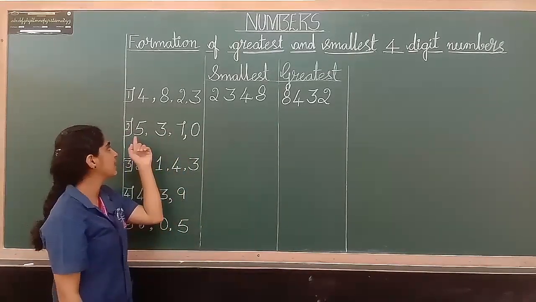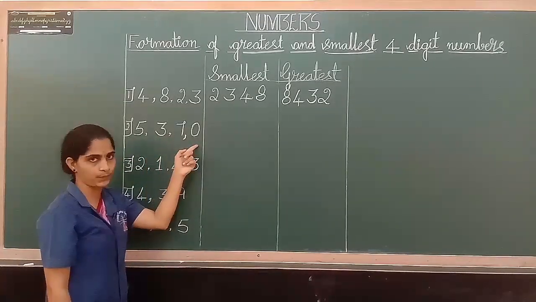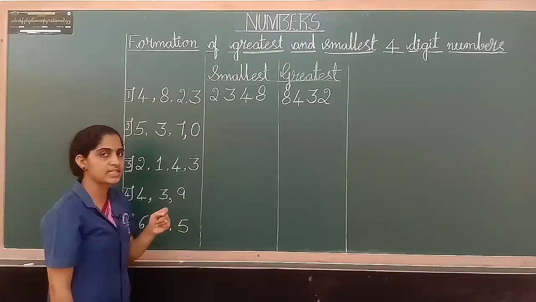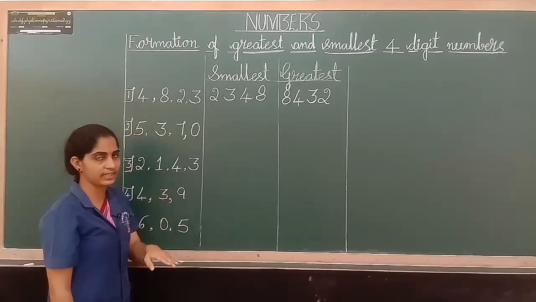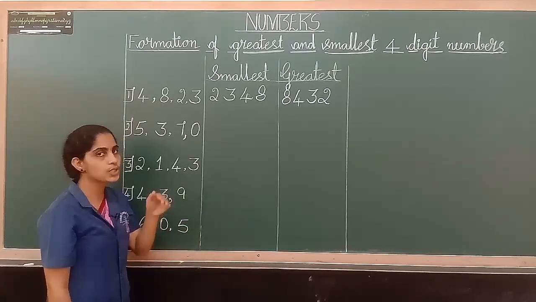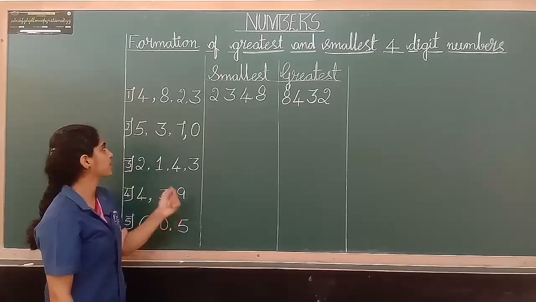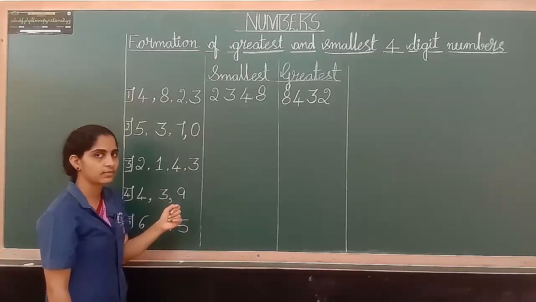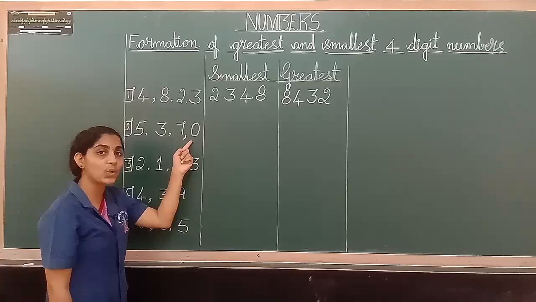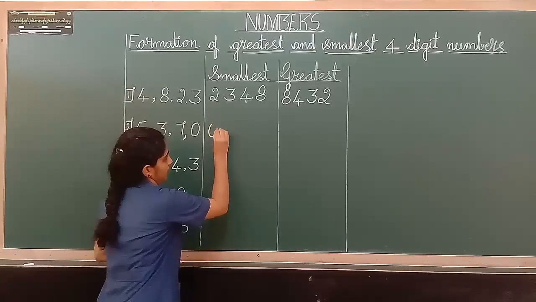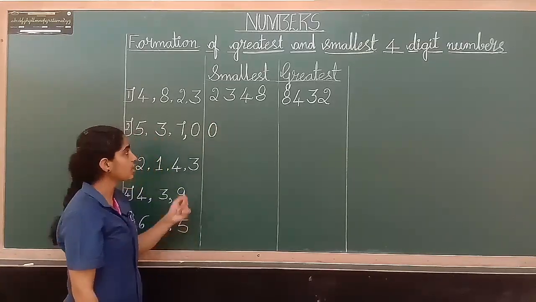Here we have digits 5, 3, 7, 0. Same method should be followed. For smallest 4-digit number, we have to arrange the digits from smaller to greater. For greatest, we have to arrange the digits from greater to smaller. Now let us arrange. When you compare these 4 digits, which is the smaller one? Yes, 0 is the smaller digit. Think that I have written 0 here first. Now which is the next?